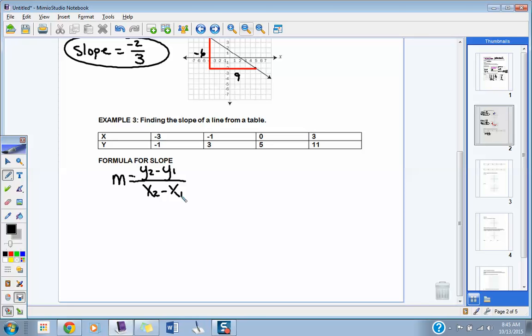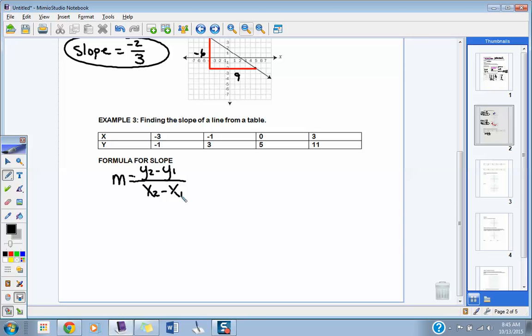Okay, so the implication is here I have to pick out 2 points, and I don't care which points you pick. There's 4 different points up there. What points do you want to pick out? Let's pick out one of the points with a negative in it. How about the first one? What is the first point, guys?